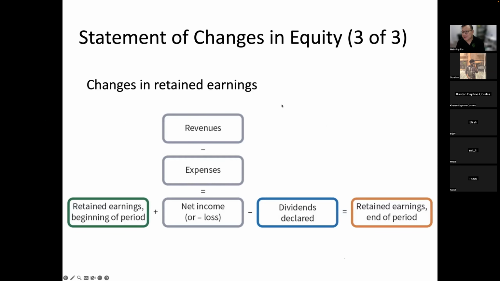Changes in retained earnings. Retained earnings at the beginning of the period, you have a balance, and during the year, net income will increase your retained earnings. If you gave shareholders money in the form of dividends, that will reduce the retained earnings. Then you get retained earnings at the end of the period. So you can see how the share capital and the retained earnings can change during a period of time.